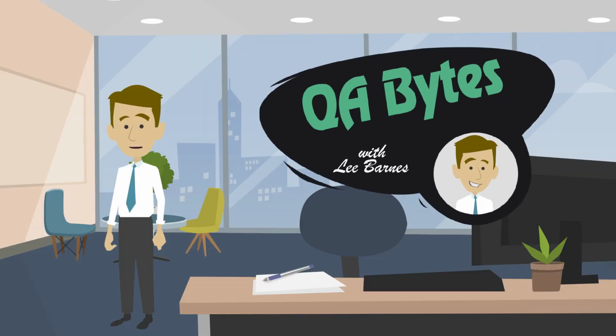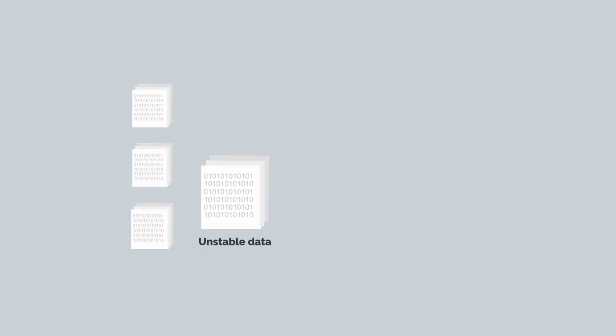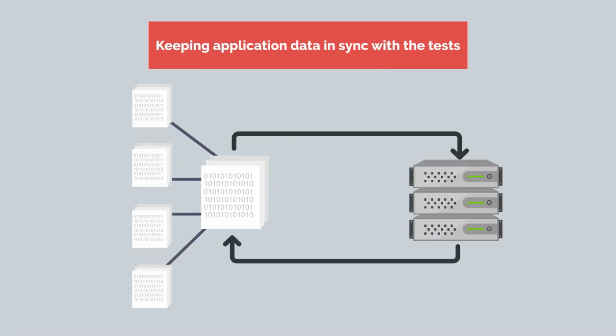In the last episode, we discussed the role of test environment management in implementing effective automation and testing. Today I'm talking about common data-related issues and some techniques for addressing them. Unstable data is an extremely common cause of automated test execution issues. The biggest challenge is typically keeping application data in sync with the tests.